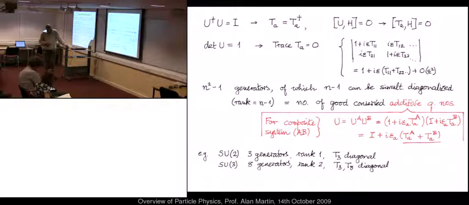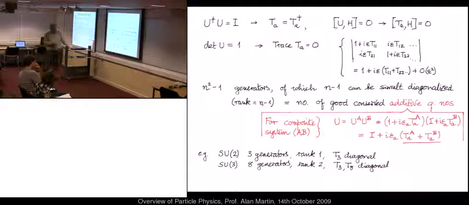If we're in SU(3), we've got 8 generators, N squared minus 1, and the rank is 2, so we've got 2 conserved quantum numbers, and they're conventionally chosen to be T3 and T8. And the other 6 don't commute with them. So we've got 2 good quantum numbers for SU(3).